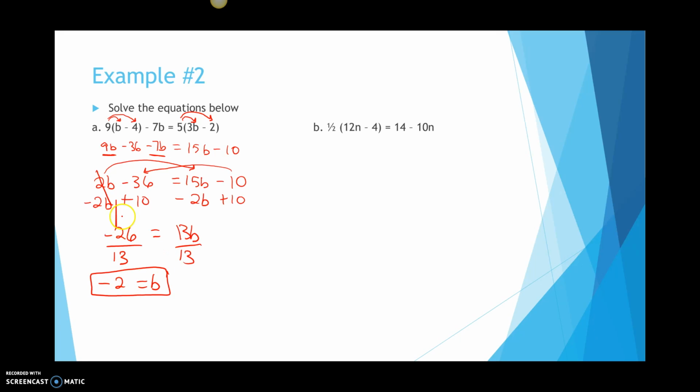Again, you can go ahead and plug negative 2 in for b to make sure the left side and right side equal one another, and they do. And this would be a one solution situation.